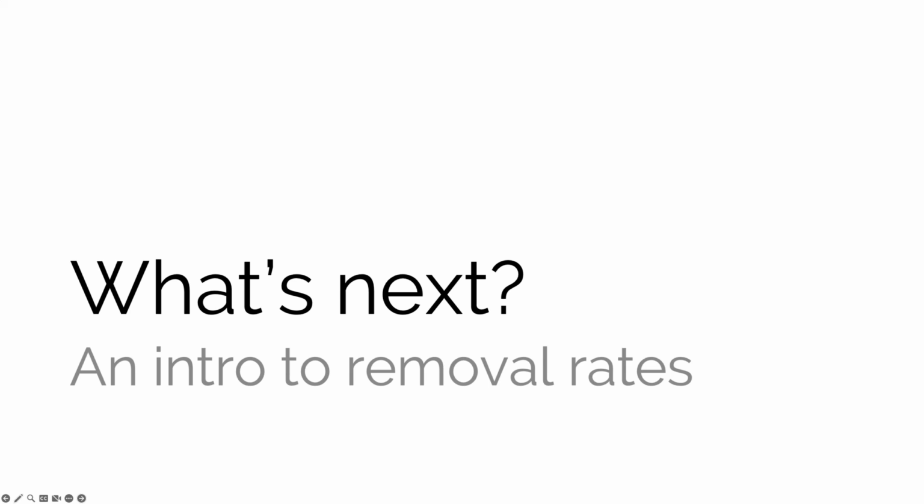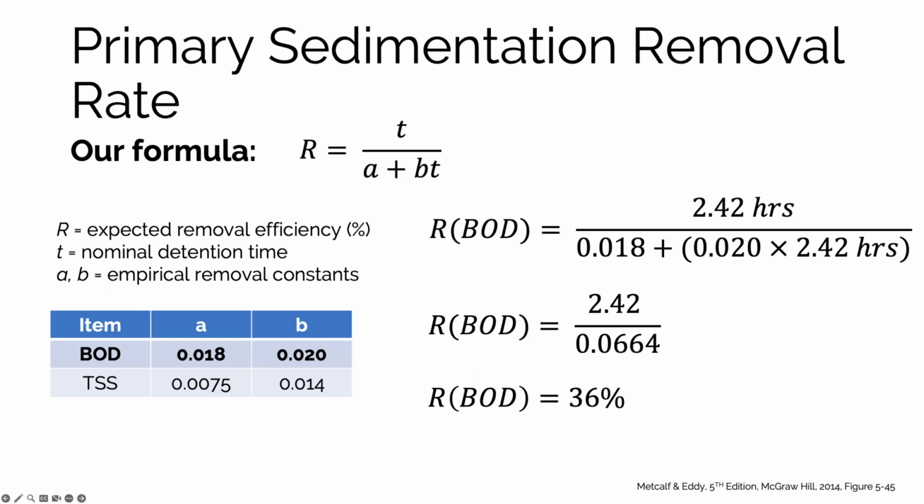Temperature affects things, the flow will affect things. So this is just a brief example. If you were going to try to figure out the primary sedimentation removal in a rectangular basin, there's a formula for that. If you need it on a test, it'll be given to you. And in this case, the formula is R equals T over A plus B times T.